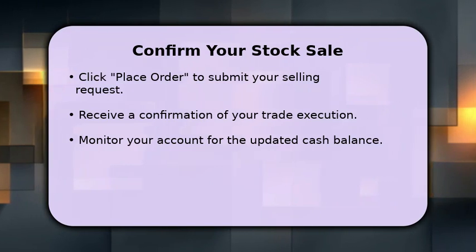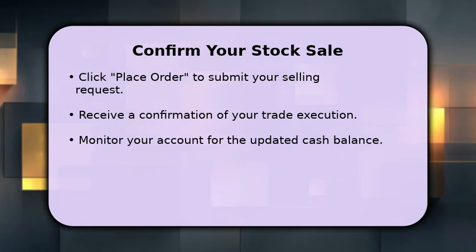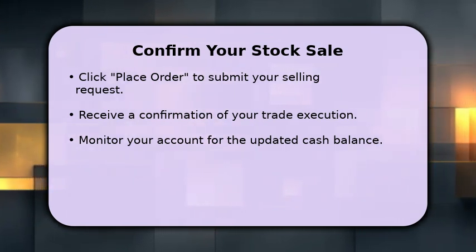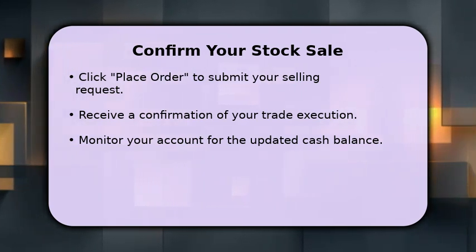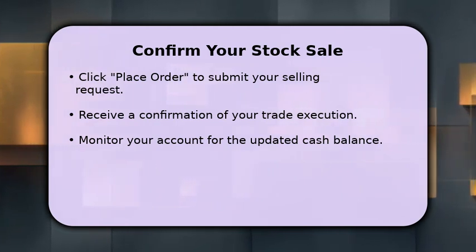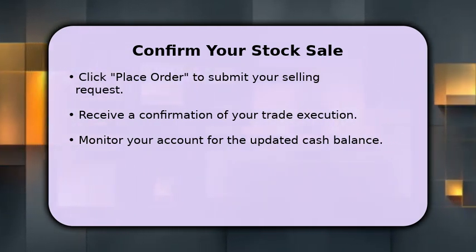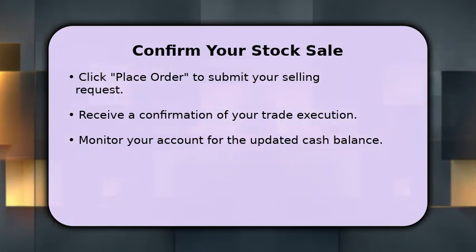Finally, once you are confident in your selections, click the Place Order button to submit your selling request. You will then receive a confirmation of your trade execution, indicating that your shares have been sold. It's a good practice to monitor your Charles Schwab account to see the updated cash balance reflecting the proceeds from your sale. Congratulations on completing your trade.